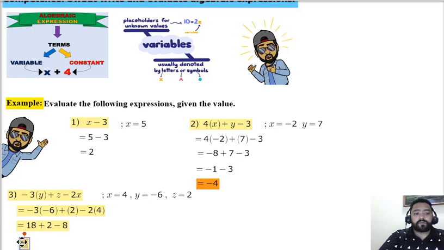Then we need to use the rules for order of operations. Remember, from left to right. 18 plus 2 is 20, and 20 minus 8 is equal to 12. And we have already finished with this topic.